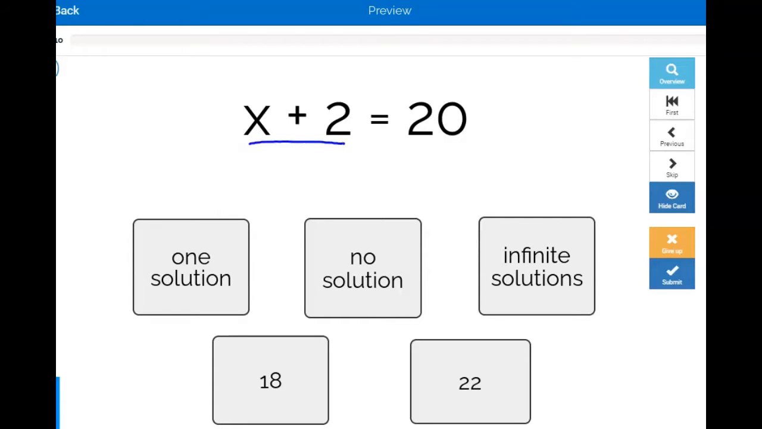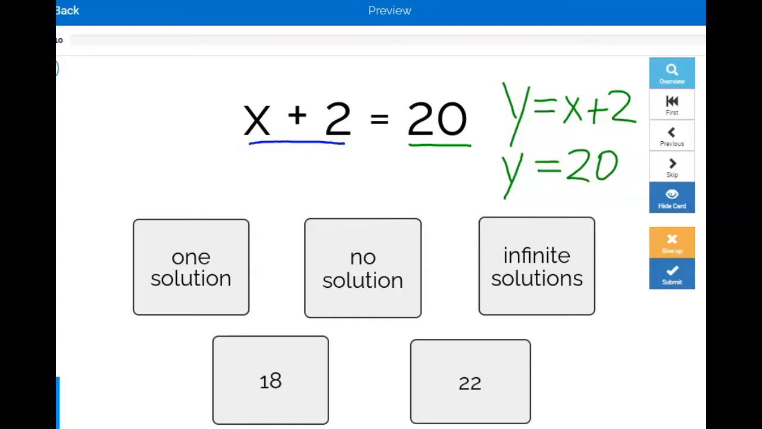I have that equation and that equation. And what this could look like when it is seen as a system is y equals x plus 2 and y equals 20.